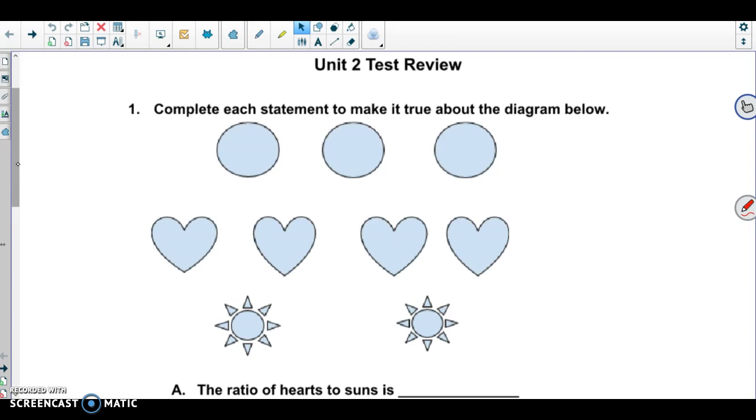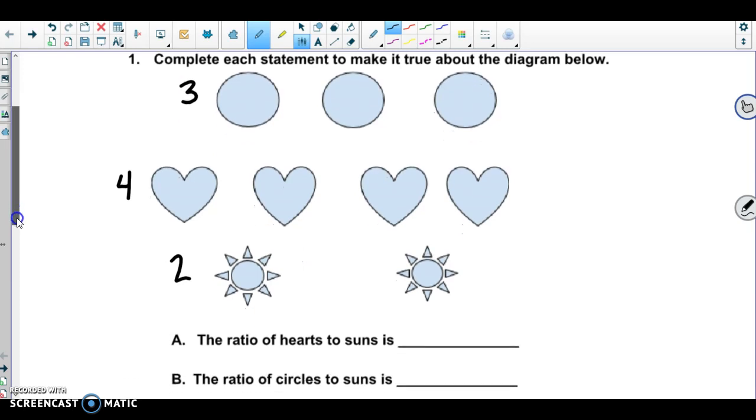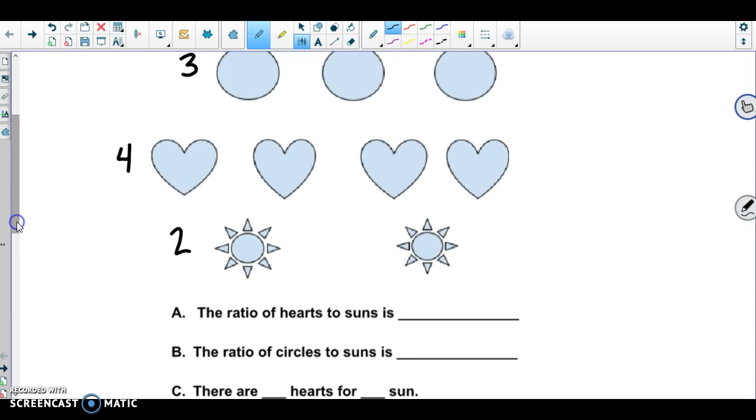So if I notice here, I can go ahead and just count and see what I have here. I have 3 of the circles, I have 4 hearts, and I have 2 suns. So I'm going to use that information to help me answer the questions below, and I can't seem to get all of it on at the same time. But A, it says the ratio of hearts to suns.